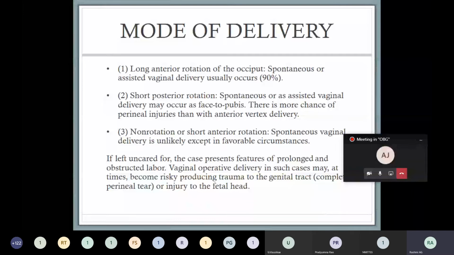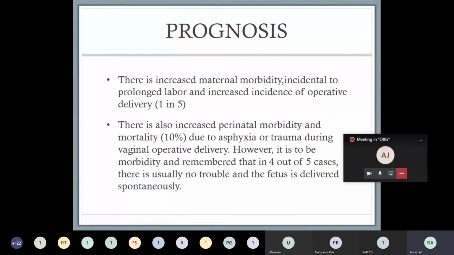And if there is non-rotation or short anterior rotation, usually it results in arrest. So in such cases, spontaneous vaginal delivery is unlikely except in favorable circumstances. When left uncared for, it results in prolonged labor, obstructed labor. Sometimes we may have to go for operative vaginal delivery, putting a vacuum or a forceps, and this can result in trauma to the genital tract or injury to the fetal head. So what is the prognosis of occipital posterior position?